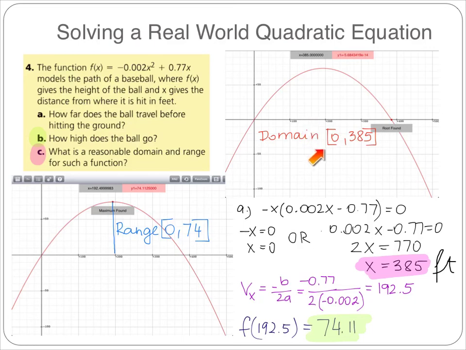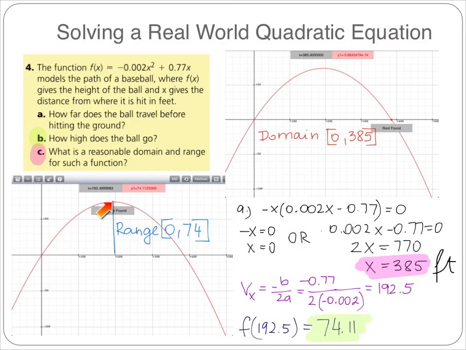I'm using a bracket because 0 is included into my domain as well as 385. So that number is okay. When I say is greater than or equal to, so this means it's equals to and equals to 385 also. What is the reasonable range? As I said earlier, we need the vertex, and the range is from here to here, from 0 to 74.11.